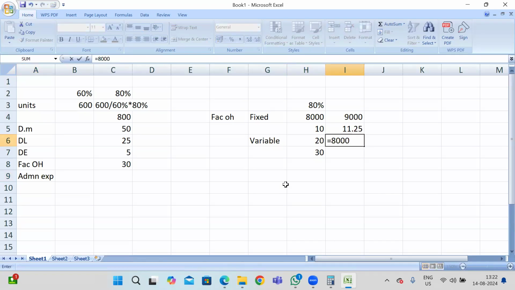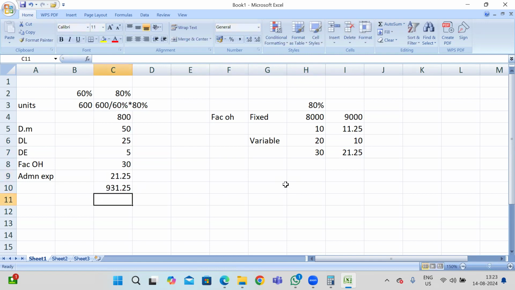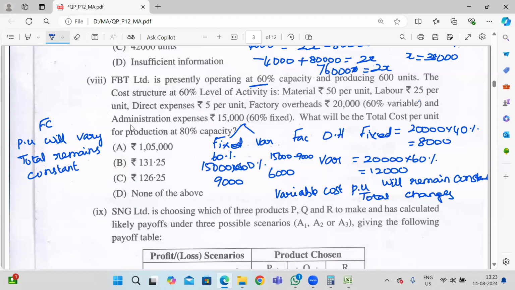So what will it be for 800 units now? It will be coming around 8,000. So per unit will be 10. So my total will be 21.25. So my total cost of production will be 131. So the option should be 131.25. So hope this is clear.